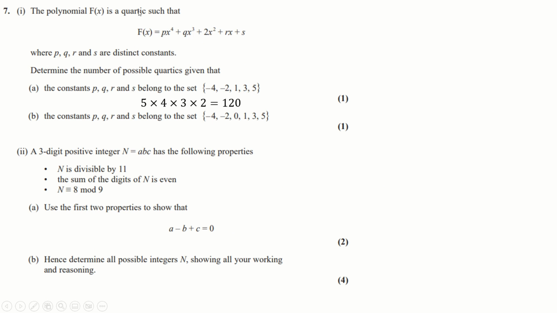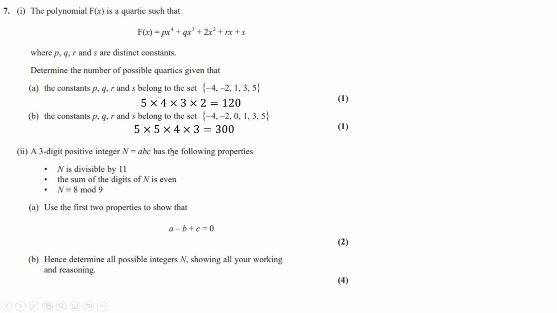The only thing you need to be careful about for this second mark is that if this is a quartic, and it is a quartic, then that means P can't be 0, because if P was 0, then it would actually be a cubic. So P we can choose between 1, 2, 3, 4, and 5 things, and then Q we can also choose between the other 5 things, because we can actually start choosing 0 again. And then we have 4 choices, then 3, and we get this thing here.